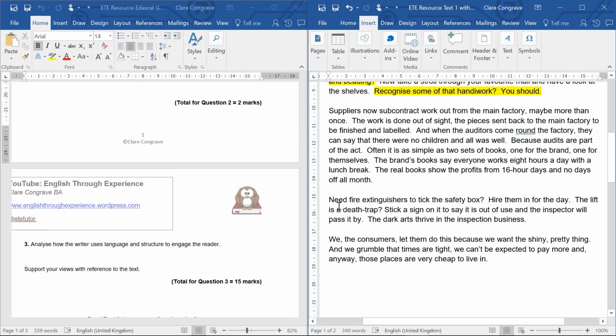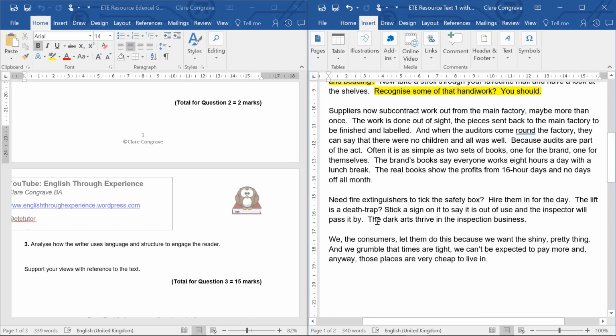So what we've got here is, need fire extinguishers to tick the safety box? Hire them in for a day. The lift is a death trap? Stick a sign on it to say it's out of use and the inspector will pass it by. The dark arts thrive in the inspection business.